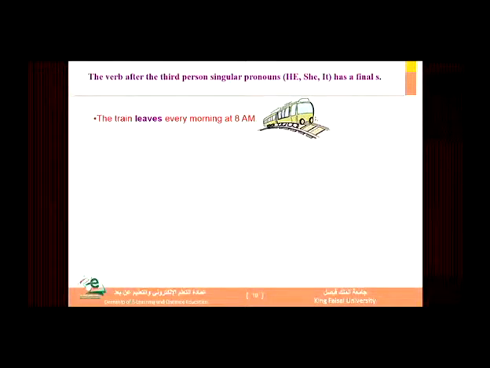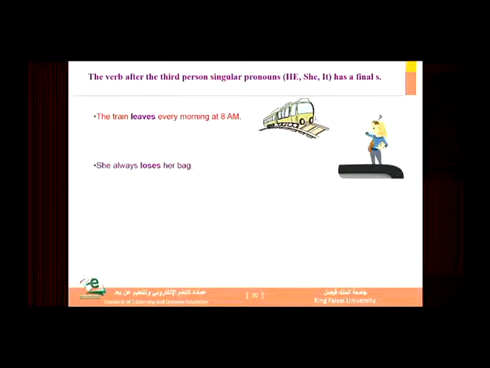At the end of this verb we have an S added, because the subject of this verb is preceded by one of the third person singular pronouns, or here we have a noun, which is the train. If we replace it by a pronoun, we will get it rather than a plural pronoun. So here we have also a third person pronoun, it, represented by the train. So the train leaves early morning at 8 a.m.